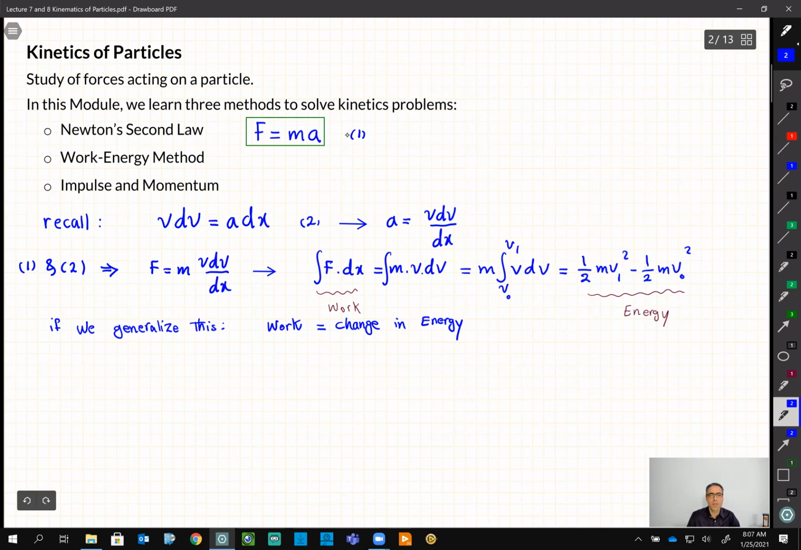If there is no work, then change in energy is zero, and this is what we call conservation of energy, right? So this is basically the second method, work and energy, which we are going to use. What about the third one, impulse and momentum? Let's see if we can build up this concept from formula number one.